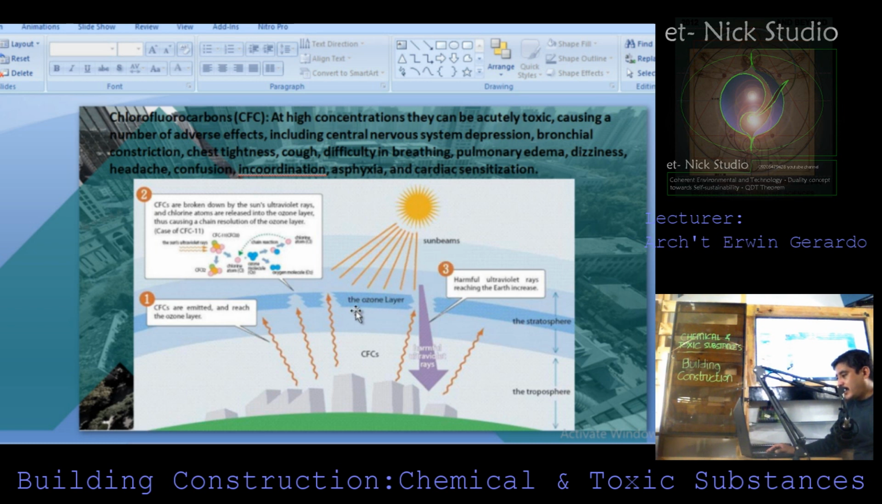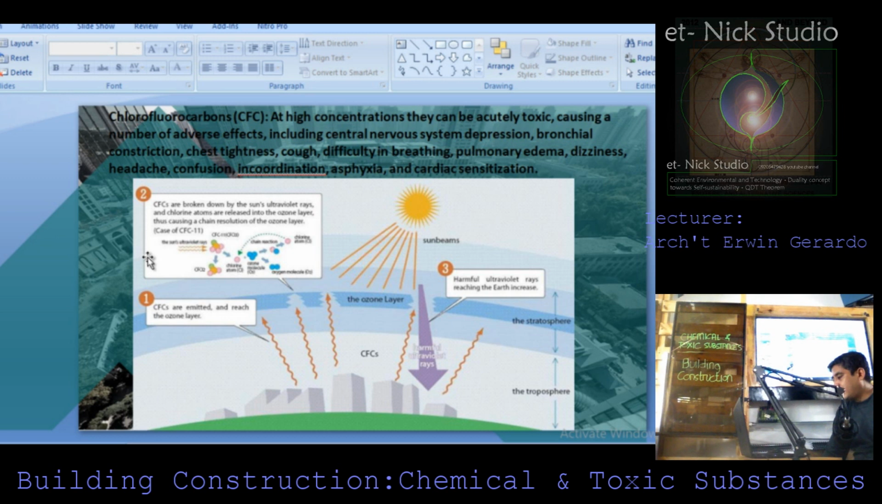the ozone layer is already becoming depleted because of this compound known as CFCs. So what are the ill effects of it? CFCs are emitted and reach the ozone layer. CFCs are broken down by the sun's ultraviolet rays, and chlorine atoms are released into the ozone layer, thus causing a chain reaction that destroys the ozone layer. So this causes its depletion.